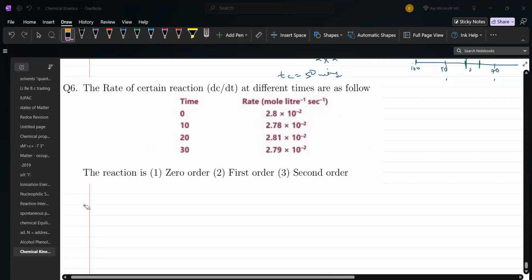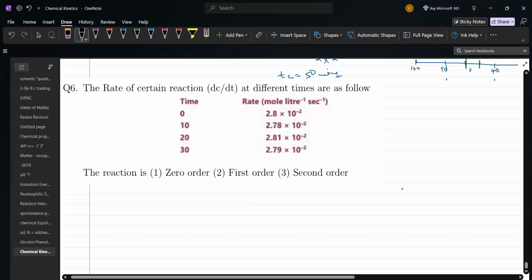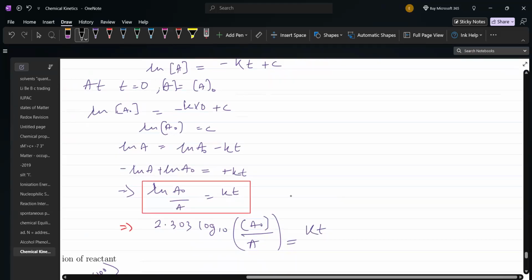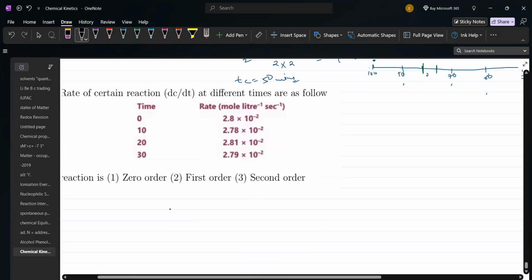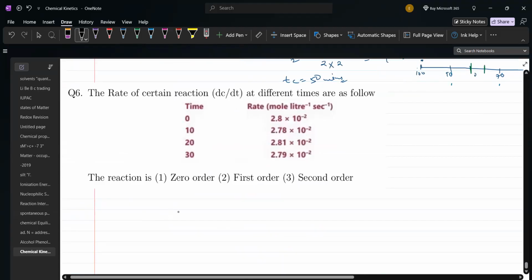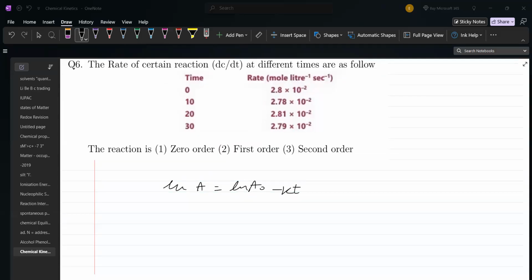So in the last class we were doing the first order reaction. This was the formula. Let me write it. There are several ways, so I'm writing one of them: ln A is equal to ln A naught minus kt. Okay, this is the first order. We are going to see some graphs related to it, and then we will solve some numericals.